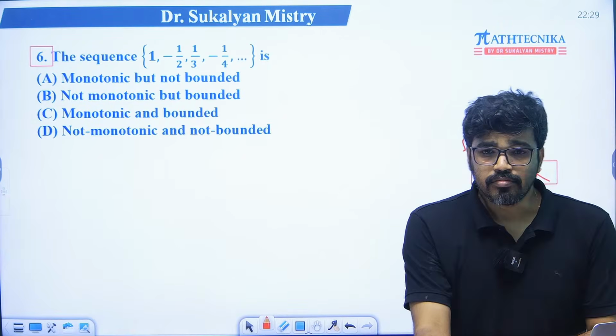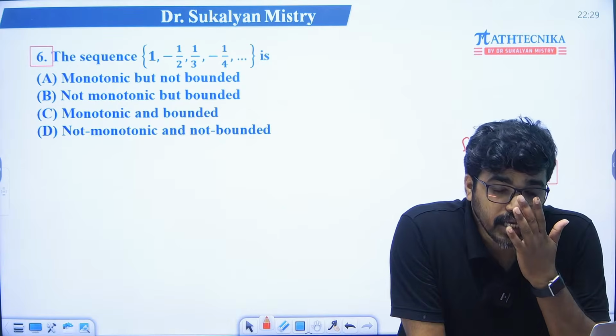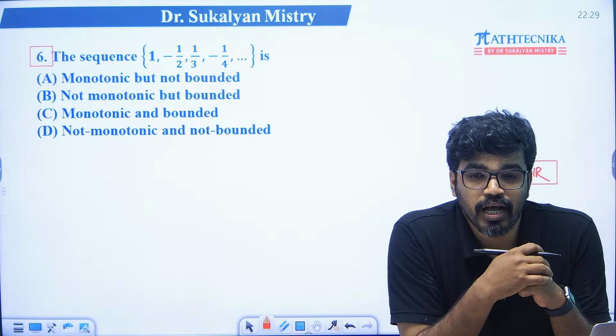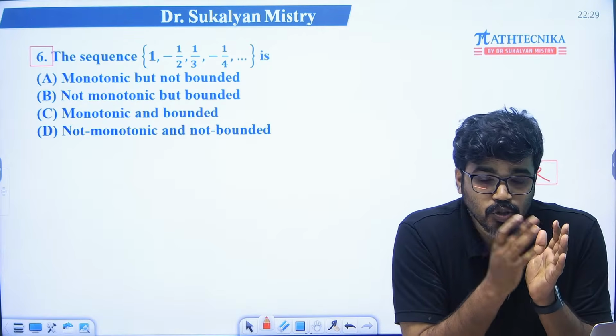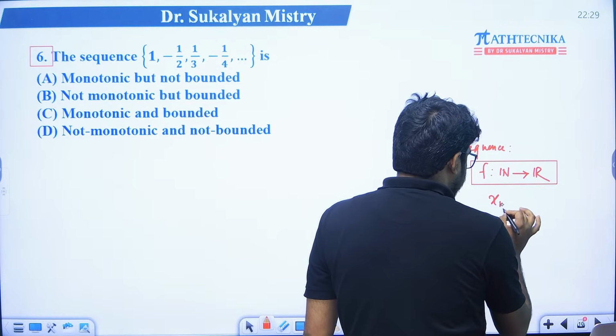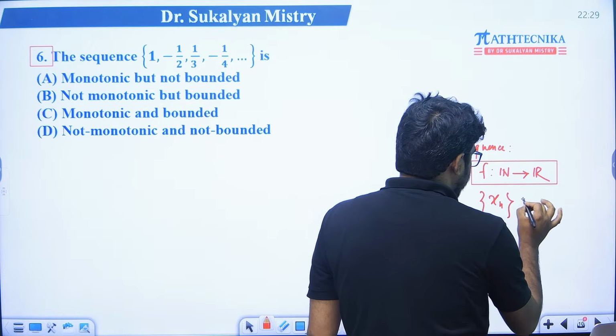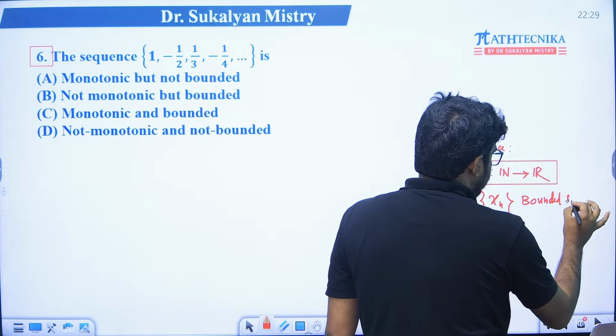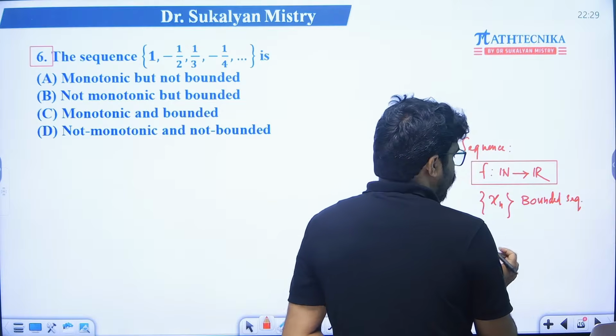Okay, what is a bounded sequence? A sequence is said to be a bounded sequence if it is bounded above as well as bounded below. So what is a bounded sequence? A sequence xn is said to be a bounded sequence if it is bounded above.